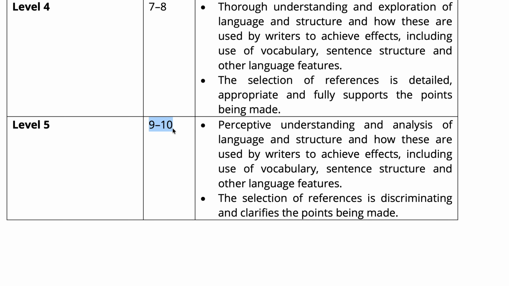How do we do it? Again, the more you read, the more you see the solutions to answers and whatnot, how teachers write it, how students have written it, and how examiners mark it, you're going to get the gist of it.